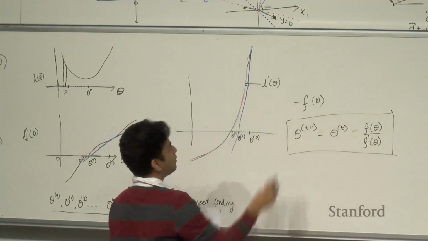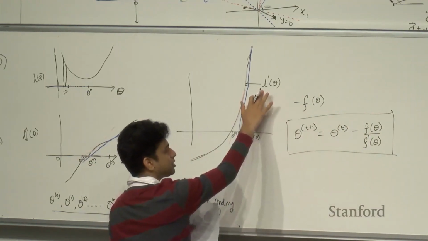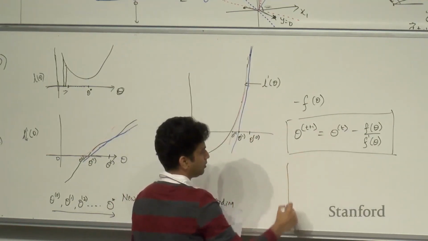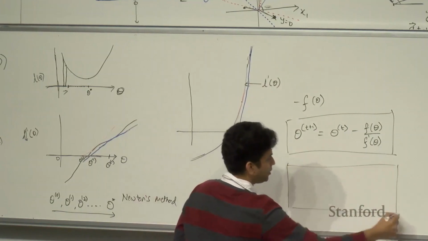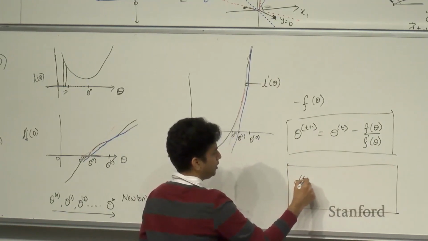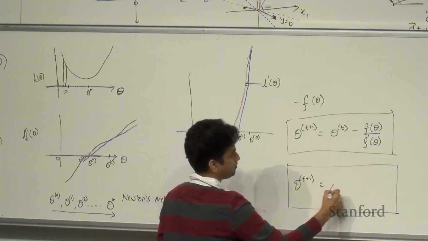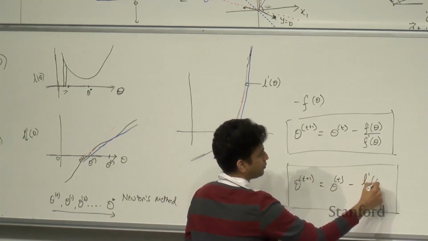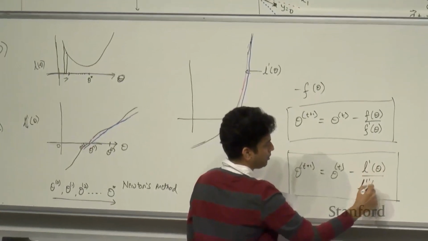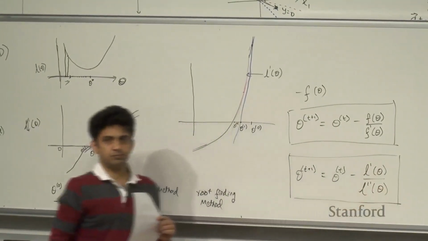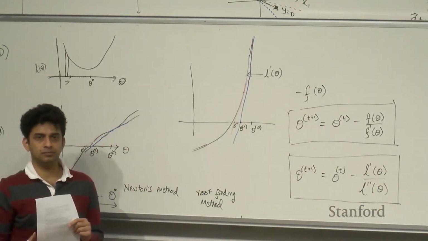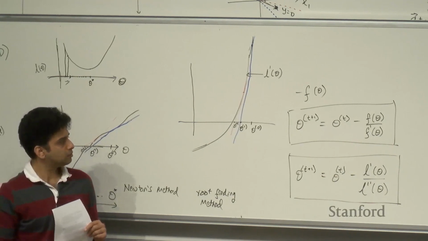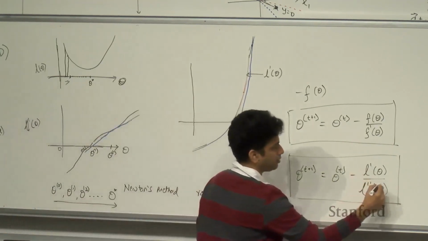And now our f was the first derivative of our loss function. So if we plug in our loss function here, what we get is theta of t plus 1 equals theta of t minus L prime of theta over L double prime of theta. Does that make sense? Evaluated at theta t.